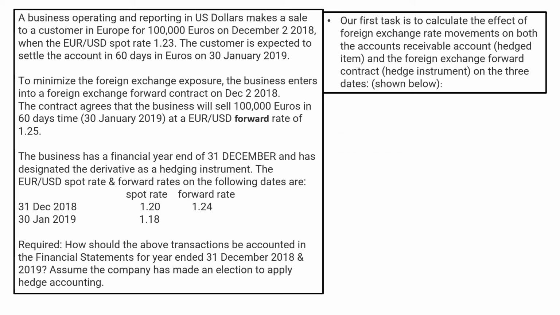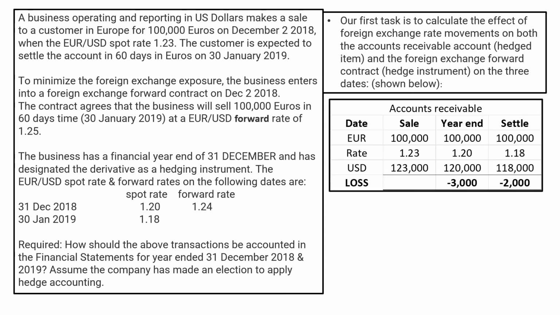Our first task is to calculate the effects of the foreign exchange rate movements on both the accounts receivable account, which is the hedge item, and the FX forward contract, which is the hedge instrument, on the following three dates. If we look at the accounts receivable, the three dates are the date of sale, the year-end date, and the settlement date.